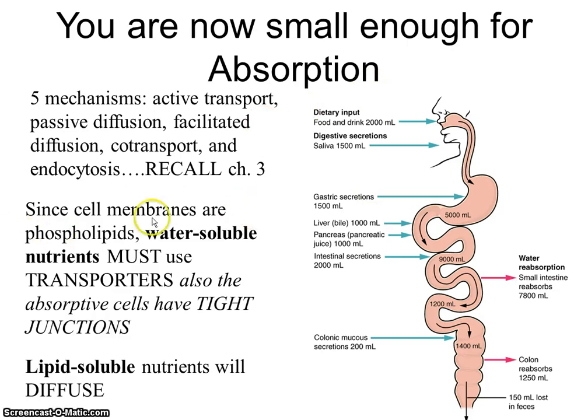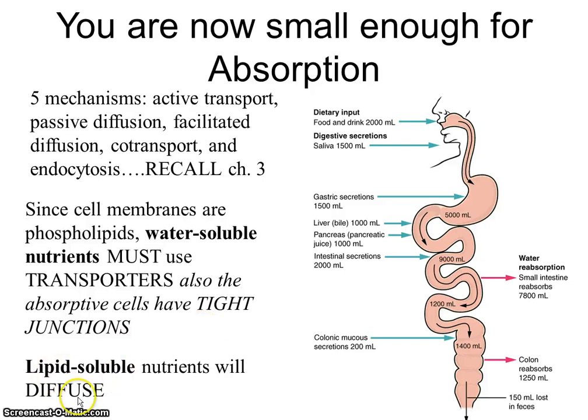Since the cell membranes are phospholipids, the phospholipids are going to interact with water soluble nutrients, but will not let them pass through the fatty acids, so you have to use transporters. So phospholipids are going to interact but not allow transfer of the water soluble nutrients, which are your amino acids and your monosaccharides and your nucleotides. So you have to have transporters for them. And I note here too that these absorptive cells have very tight junctions between the cells. So in other words, nothing that you have in the lumen of this tube is just going to slip through.